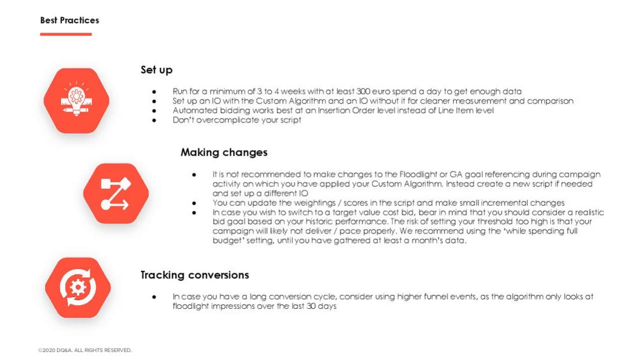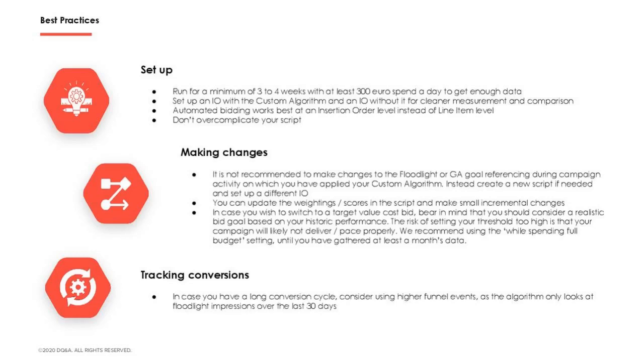You need plenty of data. So imagine at least 100 conversions over the last 30 days to keep feeding that back into the model, so it has to stay fresh and up to date. We recommend, once you start going into this, to set up an IO with a custom algorithm and an IO without it, so that you can run an actual test under the experiments tab in DV360, for cleaner measurement and for comparison.